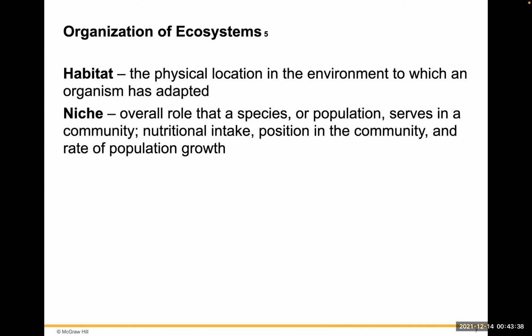Okay. You have a habitat. A habitat is the physical location in the environment to which an organism has adapted. A niche is an overall role that a species or population serves in a community. It's a specific area that each one is defined where its habitat occurs. Its nutritional intake, position in the community, and the rate of population growth are all determined by its niche, the little area it's carved out for itself, basically.